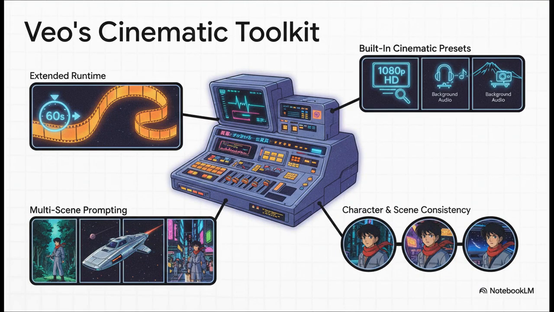And this whole toolkit is built for telling stories. Veo can generate up to 60 seconds, a full minute of continuous 1080p video. And you can prompt for multiple scenes at once, while keeping your characters consistent, which is a massive leap forward. Plus, it actually understands the language of filmmaking. You can ask for a dolly-in, where the camera moves smoothly toward a subject, or a big sweeping drone shot, and Veo just does it.